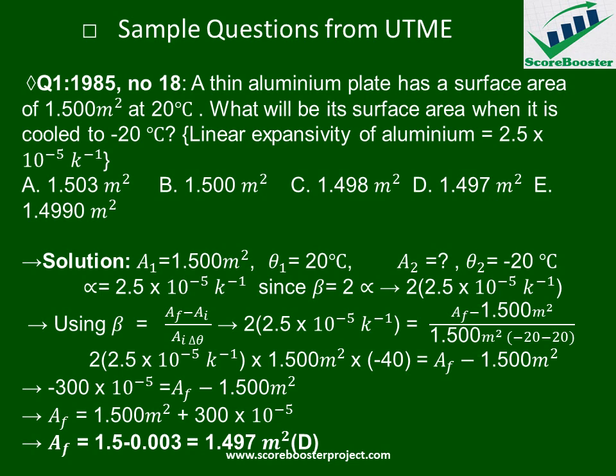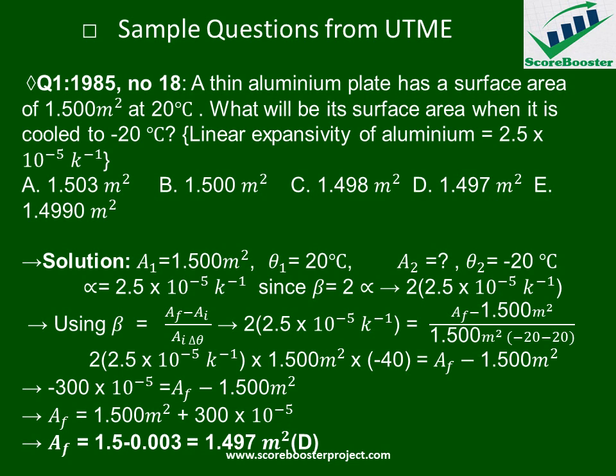1.503 meters square. Option B is 1.500 meters square. Option C is 1.498 meters square. Option D is 1.497 meters square, while option E is 1.499 meters square. Then on to the solution now.